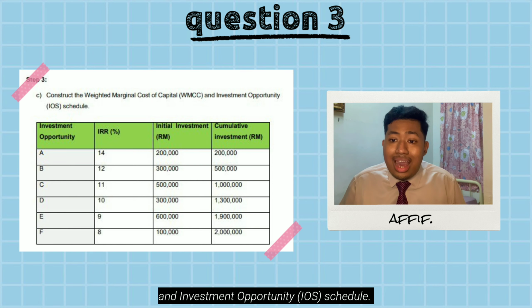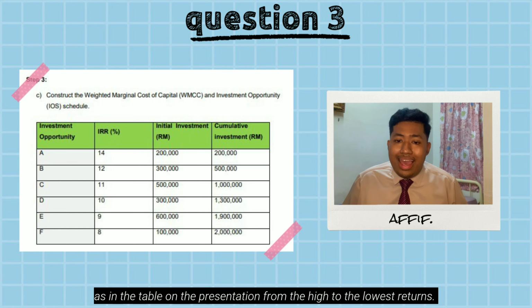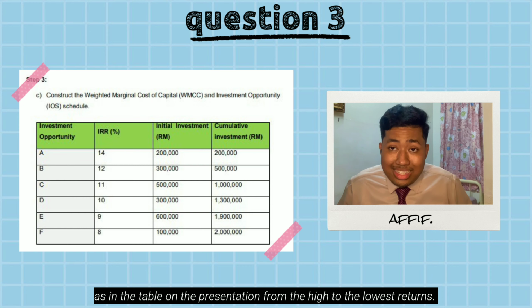Next, for the third step, you need to construct the weighted marginal cost of capital WMCC and investment opportunity IOS schedule. Before that, you need to arrange the investment opportunity, which is cumulative as in the table on the presentation, from the highest to the lowest return.